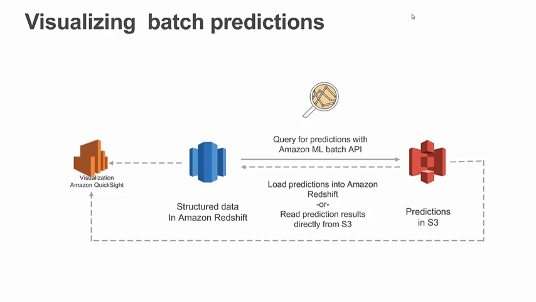So how do you visualize predictions with QuickSight? Once you generate your predictions using Amazon machine learning, you can load your predictions to Redshift and visualize the predictions directly with QuickSight. If you're using a BI tool that integrates with the Spice engine, Spice can ingest your predictions from Amazon S3, allowing you to visualize them with your BI tool. And with that, let's turn to the demo with Radhika.